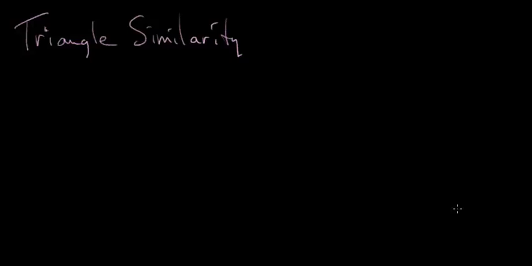Okay, we had a whole chapter about triangle congruence, and if you remember, we had a bunch of triangle congruence theorems, things like side-side-side, side-angle-side, and hypotenuse-leg. If you remember those congruence theorems, well, today we're going to talk about triangle similarity, and there are basically three.